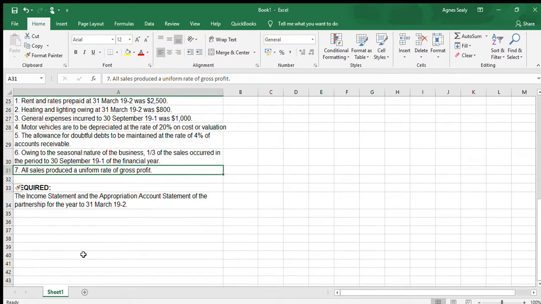So what we are required to do is prepare an income statement and appropriation account of the partnership for the year ended the 31st of March 19-2. Now, we have spoken before that a partnership change can occur if the partners decide to change their profit sharing ratio. That's a change in the agreement.